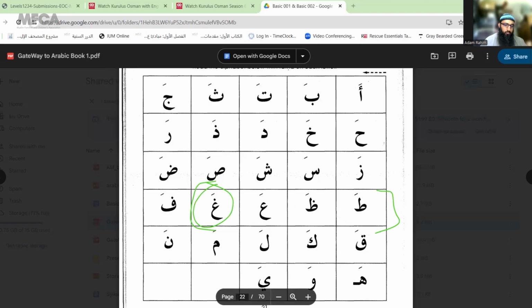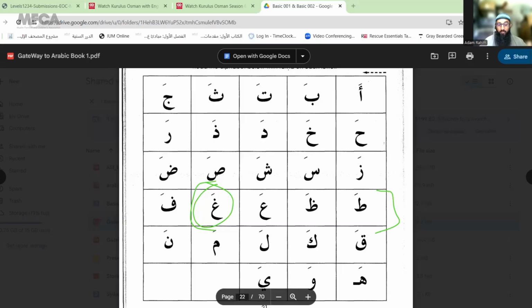Brother Sharif. What letter is this? Ghain. Very good. And then the sound that it's going to make is? I'm sorry, bro. I'm just always sweating to make sure I get it right.